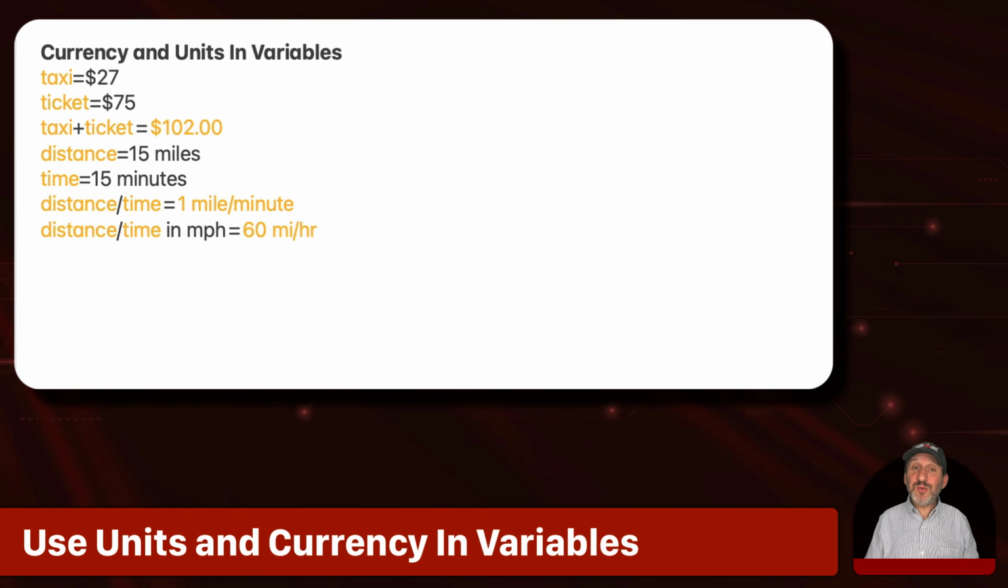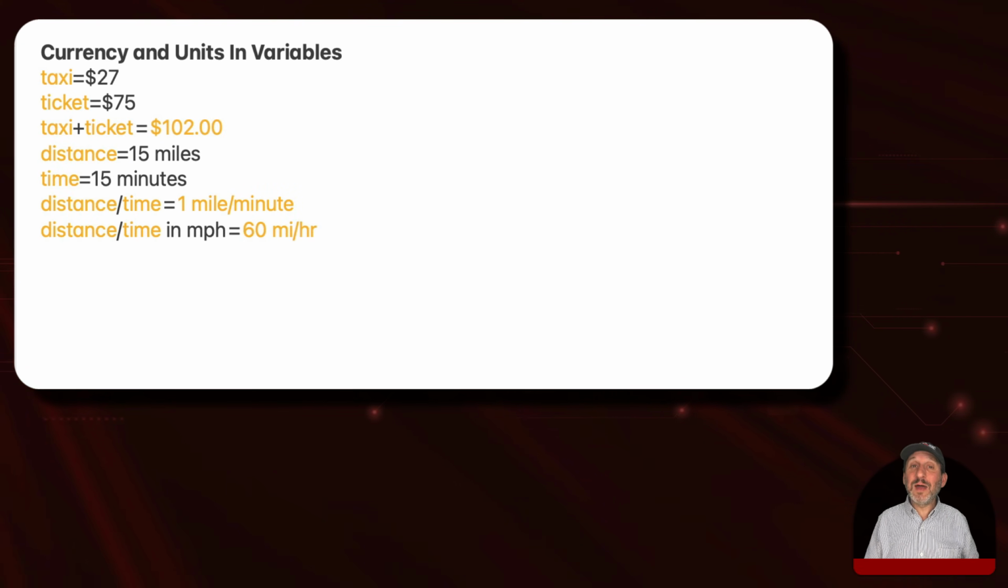And you can also use currency and other units in variables. So for instance here, I'm assigning the value of $27 to the variable taxi, $75 to ticket. When I add taxi plus ticket, you could see it applies the units there. For the variable distance, I have 15 miles and time is 15 minutes. And you can see when I do distance divided by time, I get 1 mile per minute. Or if I add "in MPH," I get miles per hour.